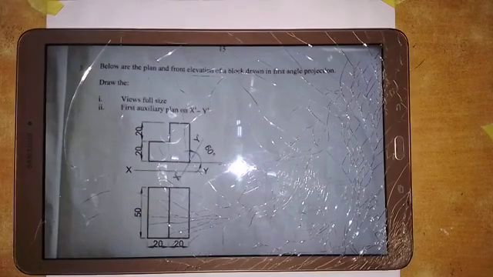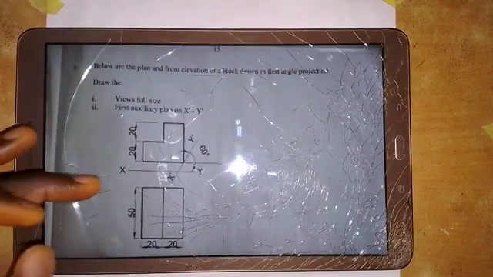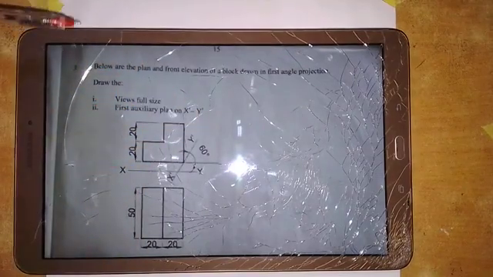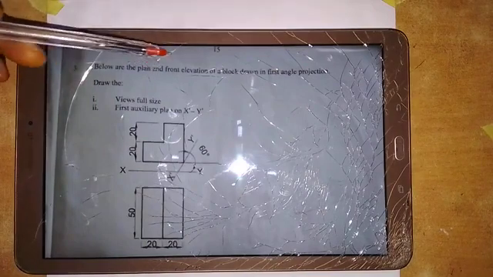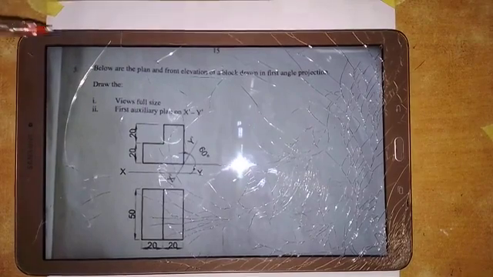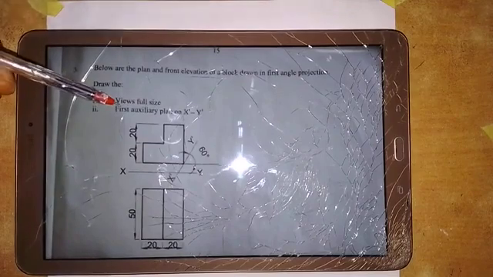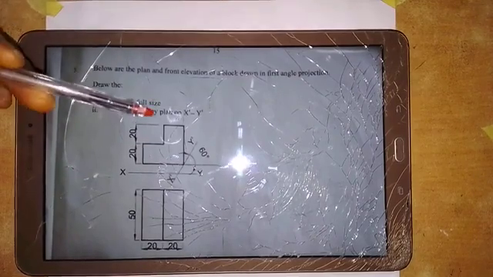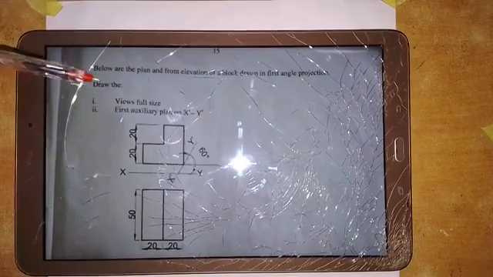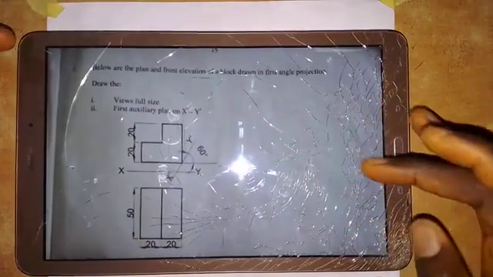Alright, we shall be working on this problem, which is question 3 of the 2023 NECO questions. As you can see, we are given that below are the plan and front elevation of a block. Draw a first angle projection. We are asked to draw the views full size, and we have to draw the first auxiliary plan on X1 Y1, or X prime Y prime.